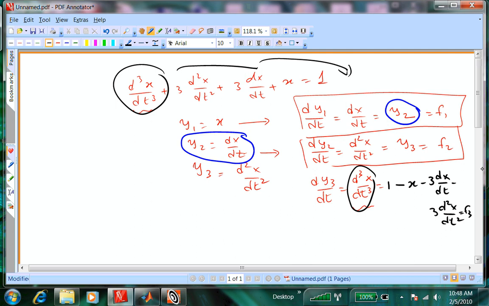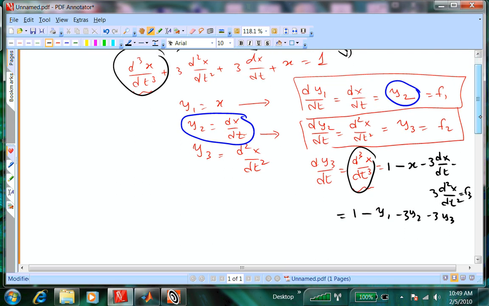But this is in terms of x and dx/dt, so I want to get rid of them. I'm going to write this as 1 minus, what is x? x is the same as y1, minus 3 times dx/dt, which is the same as y2, minus 3 times d squared x/dt squared, which is the same as y3. Okay? So now I have successfully transformed.